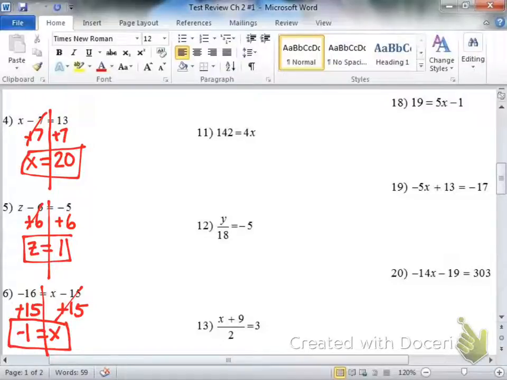Questions? We did 10, right? So we're on 11. Okay, so what do you want to do on 11? Divide both sides by what? We're on 11. By 4. -1. What is 142 divided by 4?